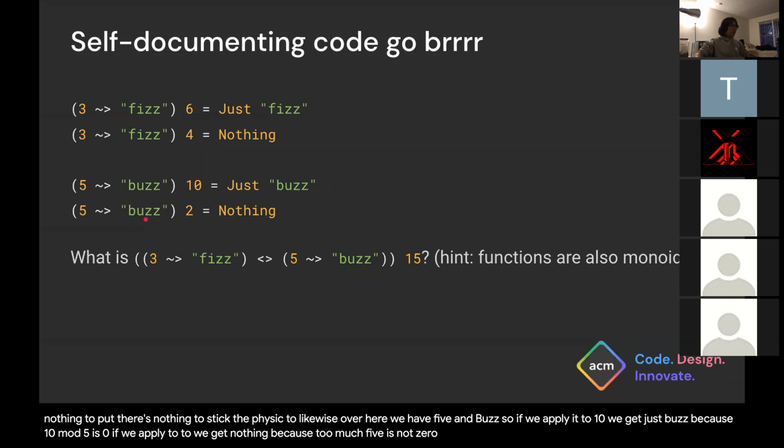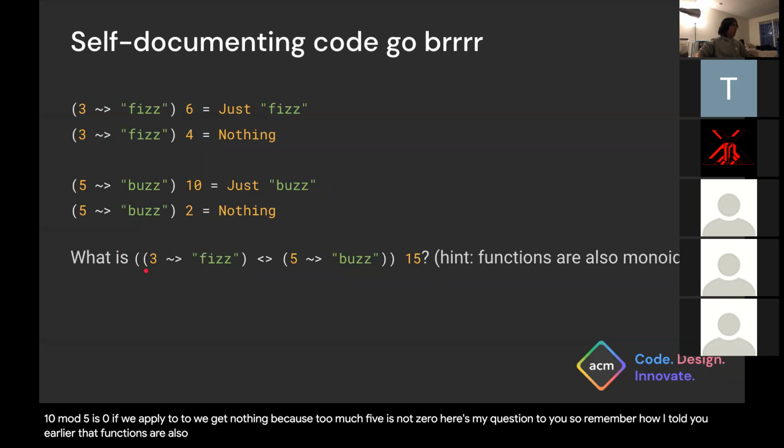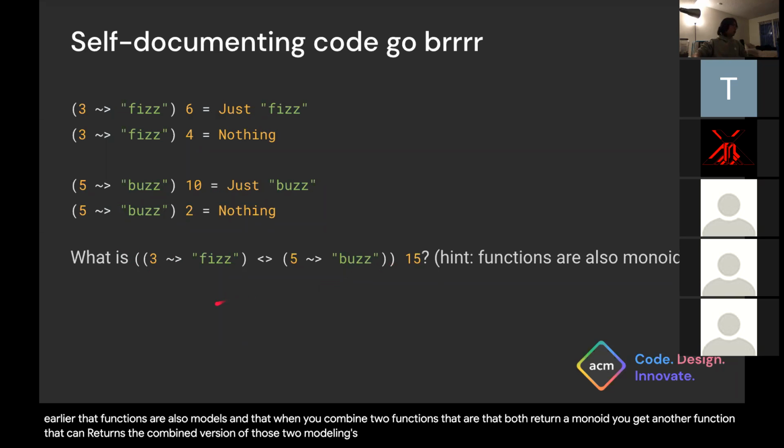Here's my question to you. Remember how I told you earlier that functions are also monoids, and that when you combine two functions that both return a monoid, you get another function that returns the combined version of those two monoids. So what should this be? I'll give you like 30 seconds to think about this.